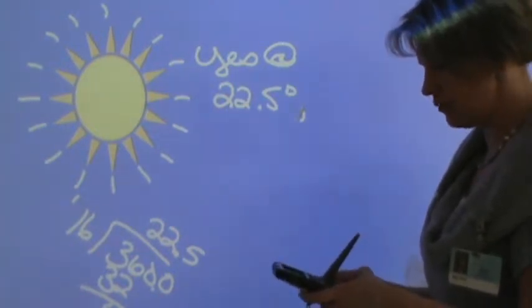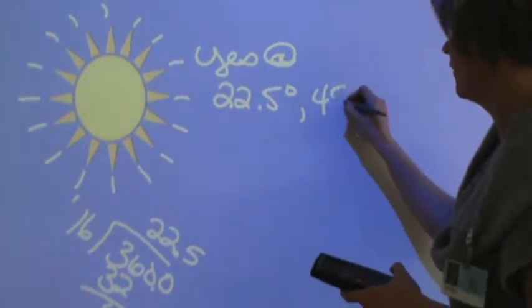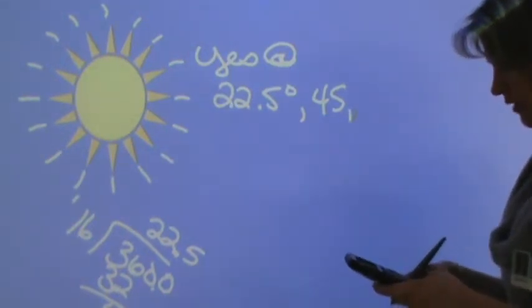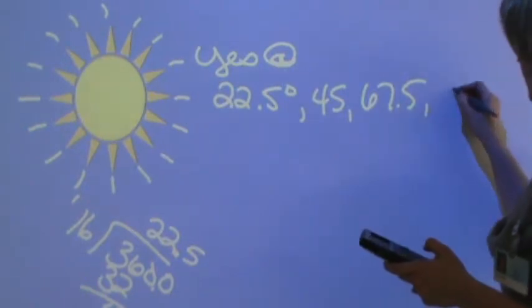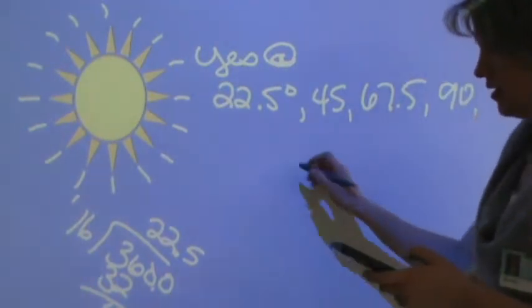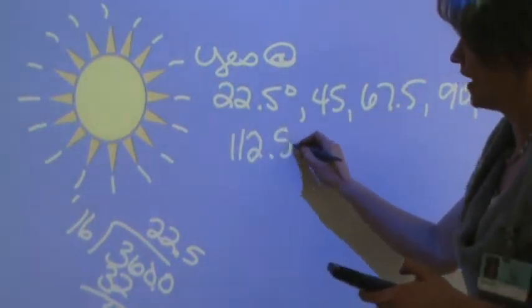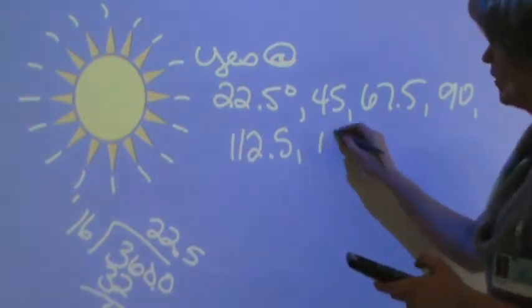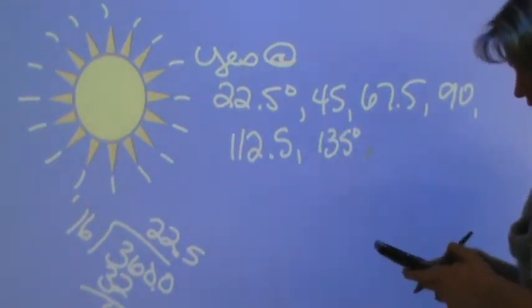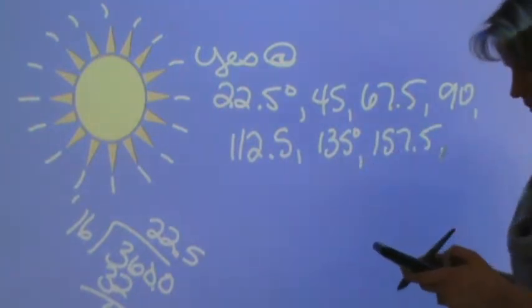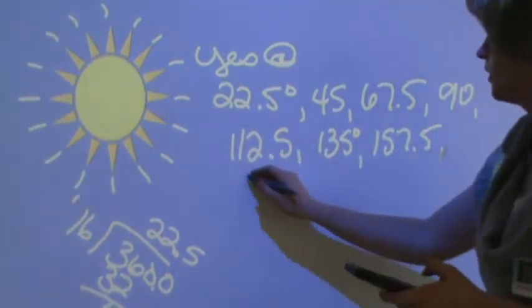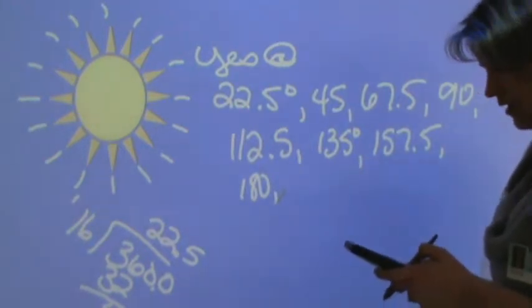And then add 22.5, obviously that's going to be 45. Then add 22.5, 67.5, 90, 112.5, 135, 157.5, and remember we're going to go all the way up to 360, not including 360. So 180, I'm halfway there.